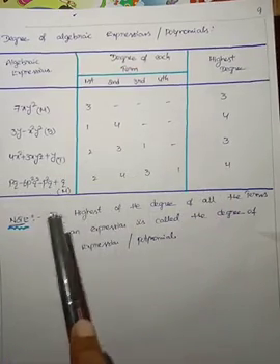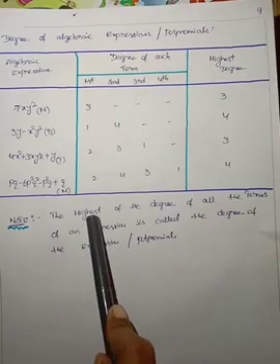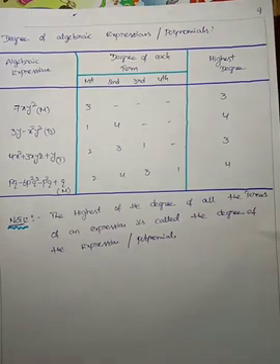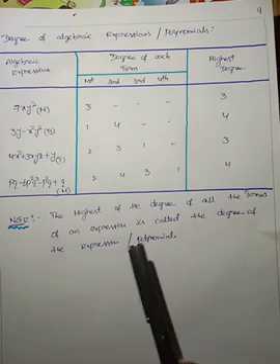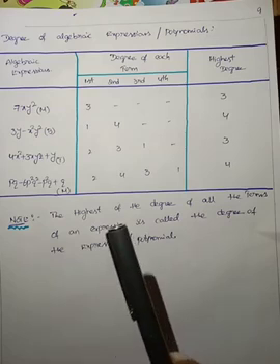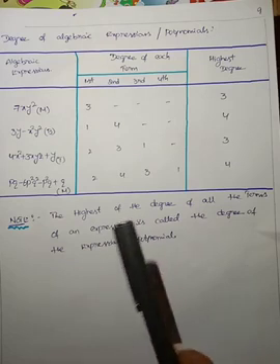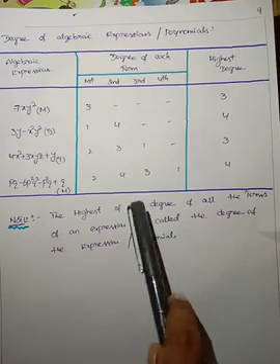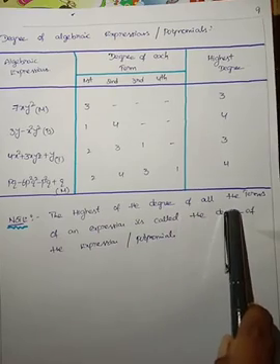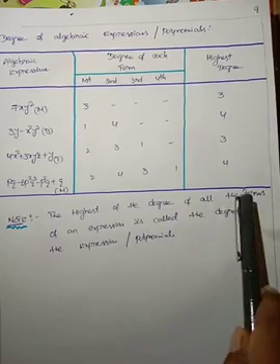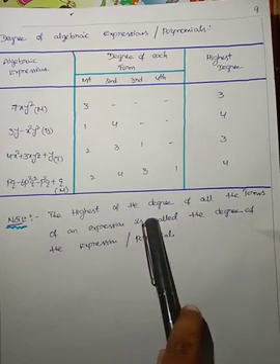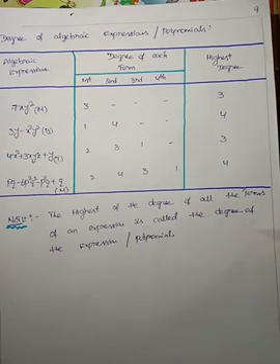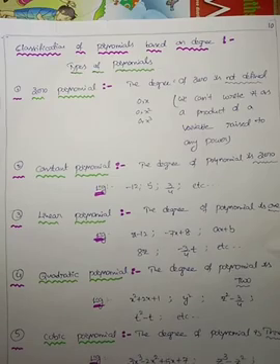So the definition of the degree of an algebraic polynomial: how to find it? It is the highest degree of all terms. The highest degree of all the terms of an expression is called the degree of the polynomial.